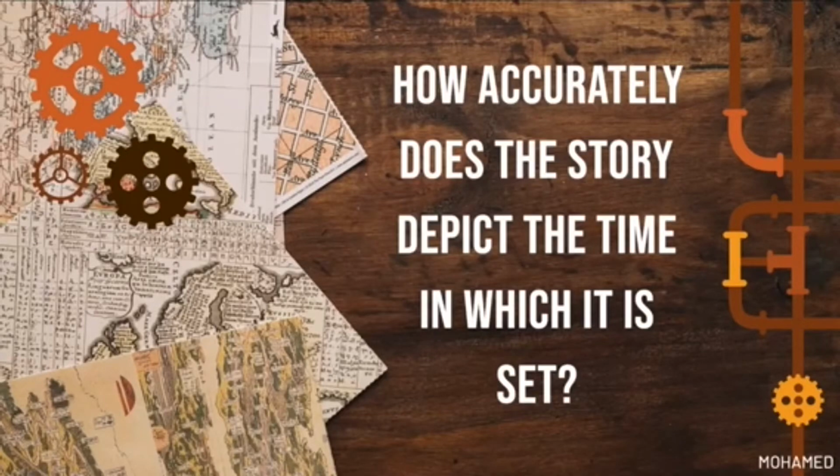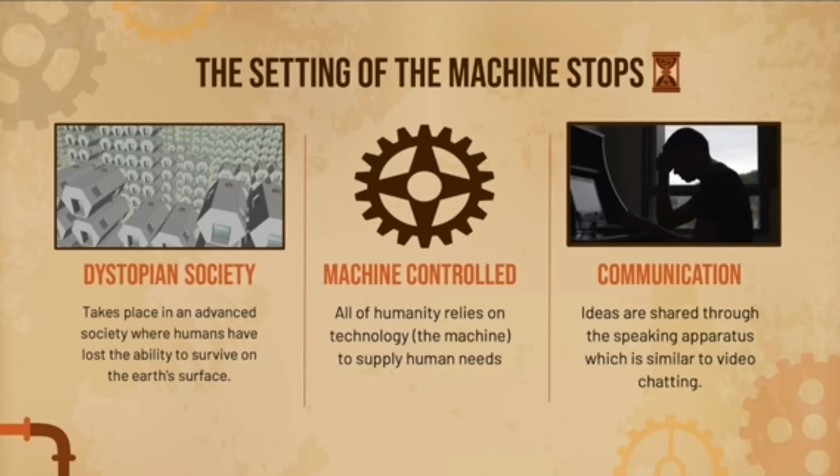I decided to answer the question, how accurately does the story depict the time in which it is set? I was interested in this question because I believe that this story, in a sense, perfectly describes the time we live in right now. E.M. Forster's The Machine Stops takes place in an advanced society where humans have lost the ability to survive on the Earth's surface. All of humanity relies on technology, the machine, to supply human needs, and everything takes place within the click of a button. Most humans are kept underground to generate ideas for the machine, and they will share these ideas through the speaking apparatus, which is similar to video chatting.